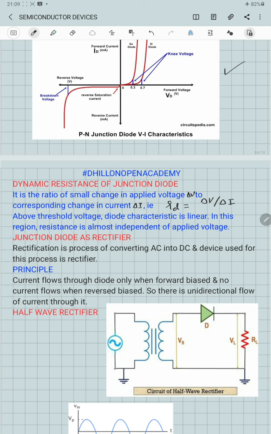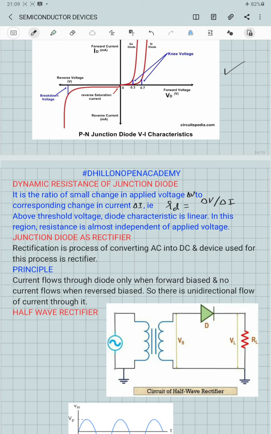This value of the dynamic resistance, also called the AC resistance of the diode, depends upon the value of applied voltage and the current running through it. Above the cut-in voltage or the threshold voltage, the diode characteristic is almost linear. So in this linear region, the diode resistance is almost independent of the applied voltage. But before the cut-in voltage, it depends upon the applied voltage.